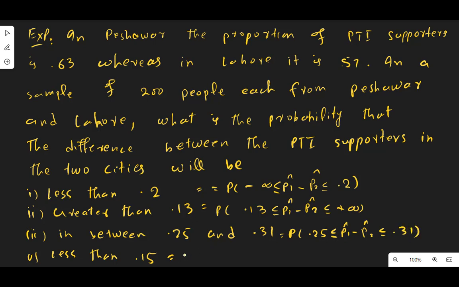And the last one, the difference P1 head minus P2 head, which shows the sample proportion of PTI supporters in Lahore and Peshawar, will be less than 0.15. How much less? Its minimum limit is not given, so it will be minus infinity. So this is the question.